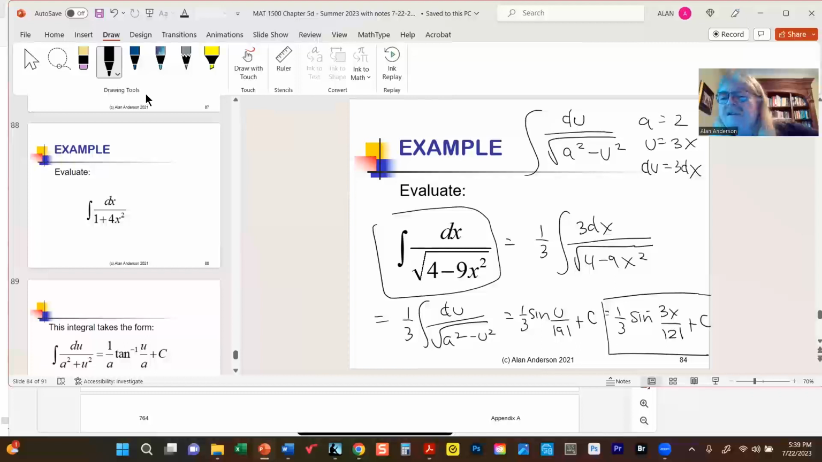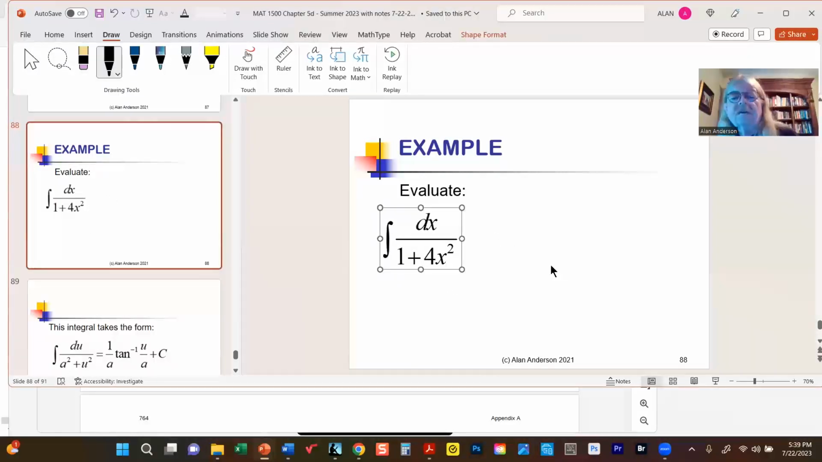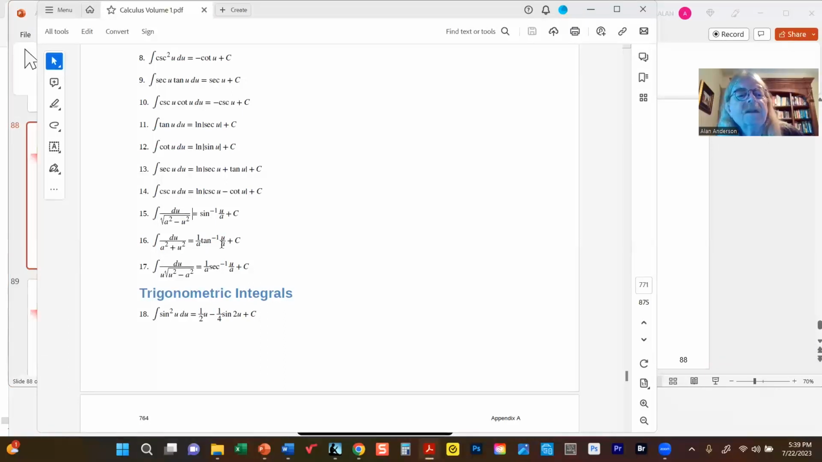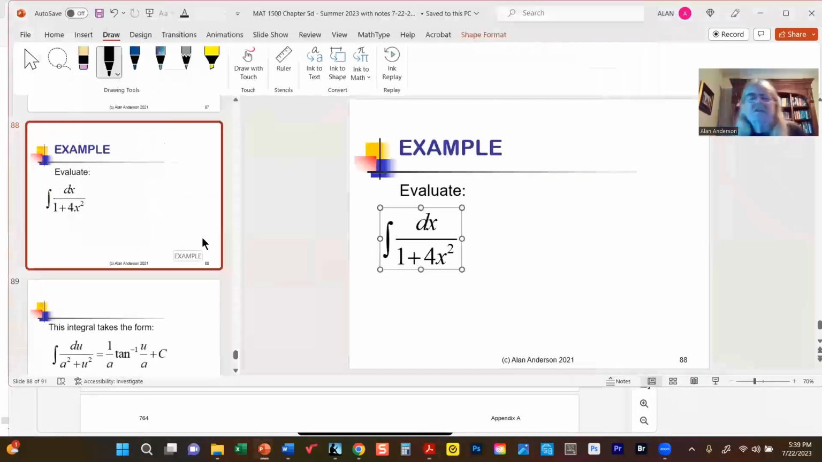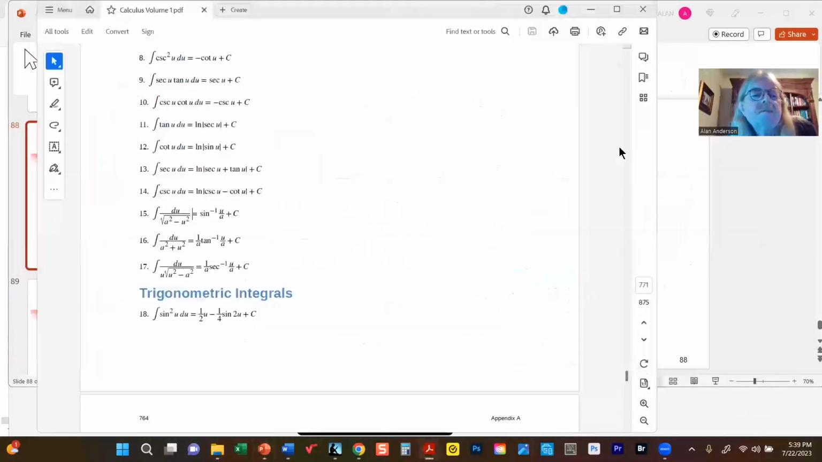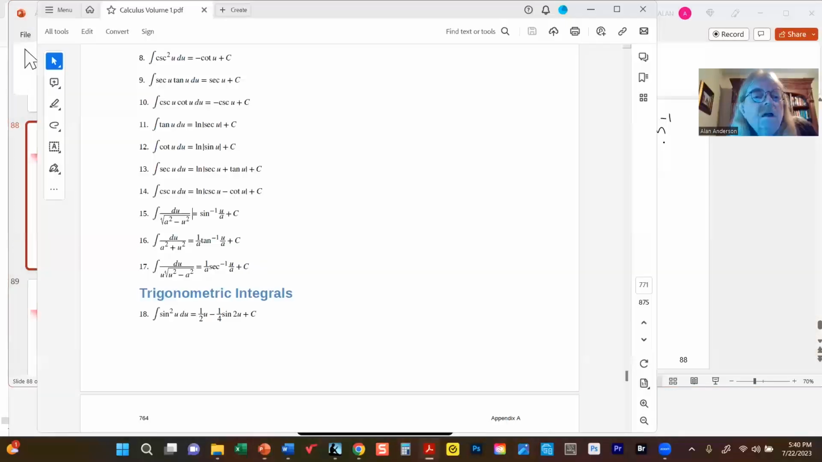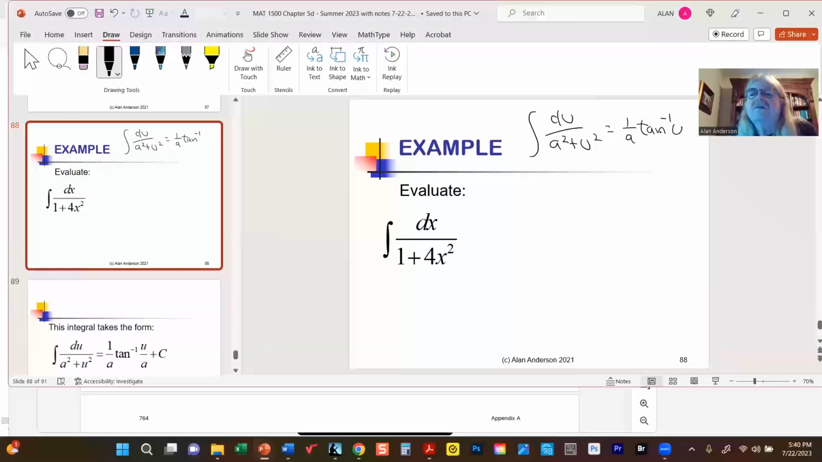All right. Let's see. It looks like we got one more here. Let's see if we recognize this form. So let's look at the ones that we have to choose from. This is the sum of squares, so it looks like it might be that second one right here. The integral of du over a squared plus u squared gives us 1 over a arctan of u over a plus c. That's it. No absolute values.